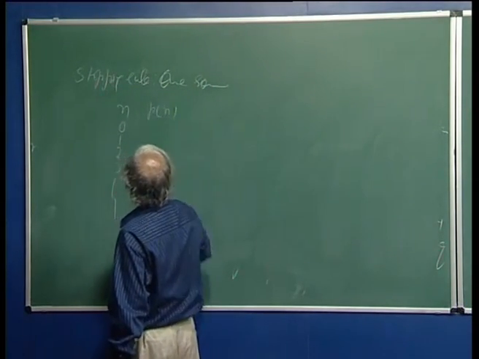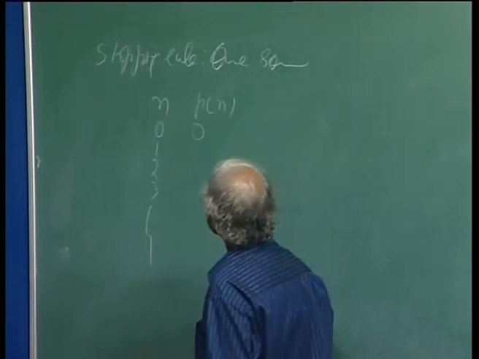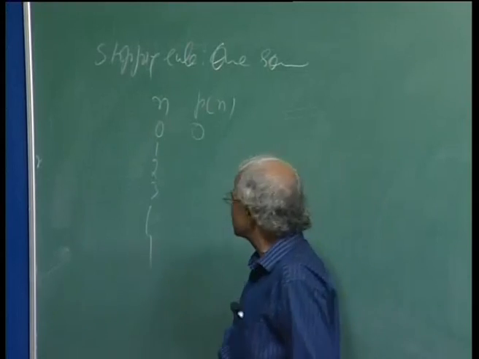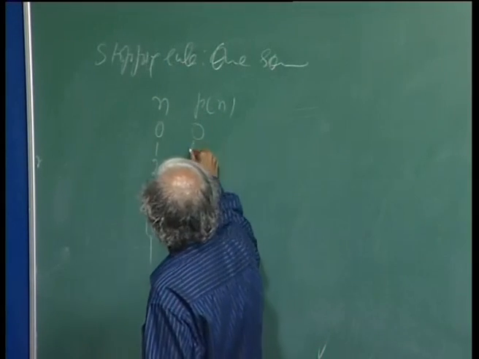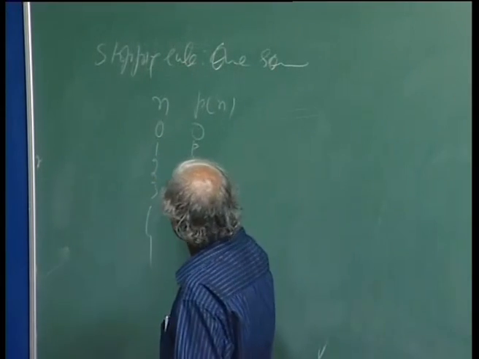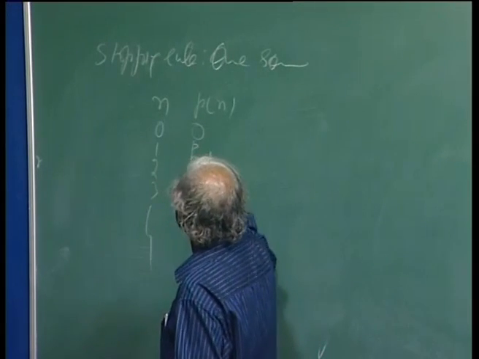Probability of n: what will be the probability of stopping after 0? It is 0, because one son is a must. Probability of stopping after 1: those will stop after 1 whose first child is a son. So, P. Who will stop after 2? Those who had first a daughter and then a son. So, that probability will be Q P.